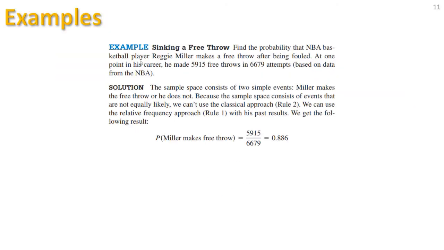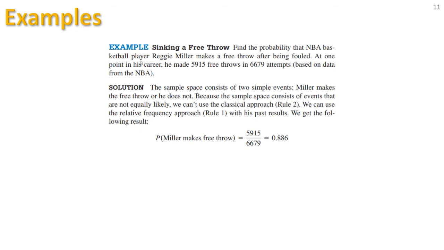The first one reads as follows. Find the probability that NBA basketball player Reggie Miller makes a free throw after being fouled. So at one point in his career, he made 5,915 free throws in 6,679 attempts. So how are you going to calculate this probability? Well, you cannot use the classical approach, because in that case, the sample space would only have two outcomes. Either he makes it or he doesn't. And if you use this classical approach, then you'd say, well, the probability would be 1/2. And obviously, that's not going to be the answer. So we have to use the frequency approach.